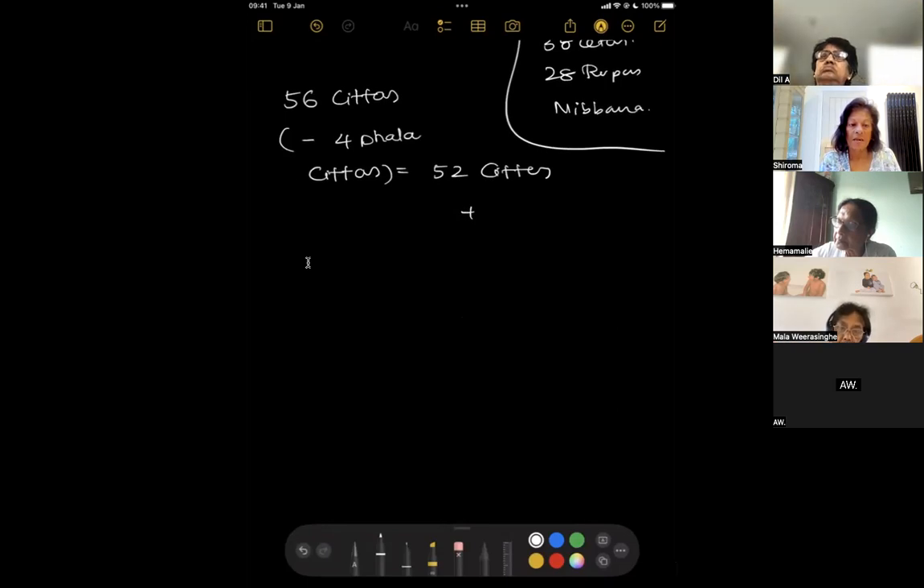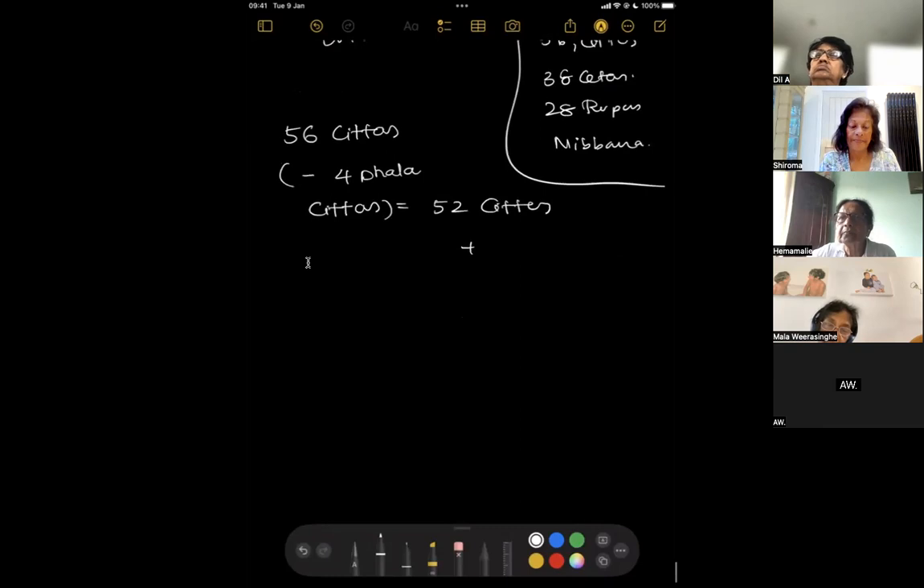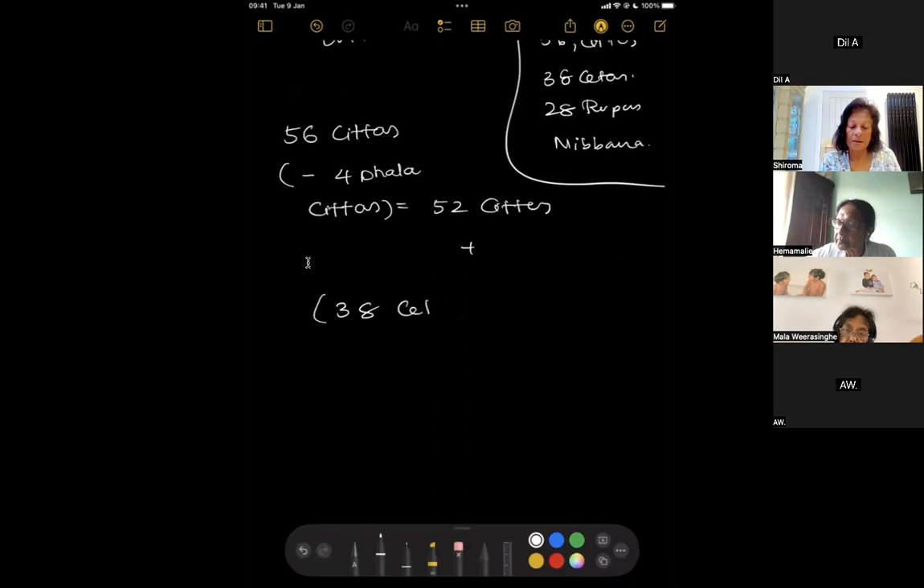together with 38 chetasikas, but from the 38 chetasikas, we must take away the 3 virati. We spoke about this. Can anyone give me an explanation for this? Why do we take away the 3 viratis? Chamari?